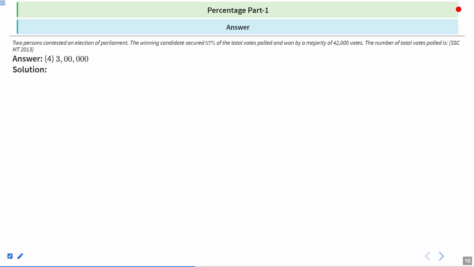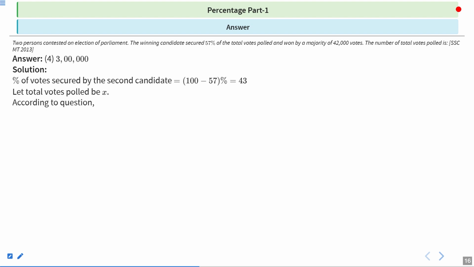Now see the detailed solution. So the percentage of votes secured by the second candidate will become 100 minus 57, which is 43%. So let the total votes polled be X. So we can say that according to the question, 57 minus 43% of X is equal to 42,000, because it is given that the winning candidate who secured 57% won by 42,000 votes. So the difference between winner and loser is 42,000. So winner got 57% and loser got 43%. So the difference between them is 42,000.